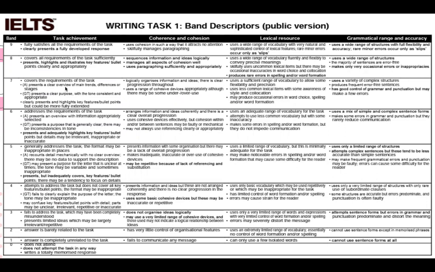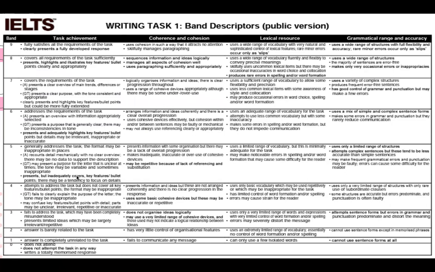So what they do then, after they've given you one band score in each one of these categories, so 7, 7, 6, and 6, they're going to add it up. 7 plus 7 plus 6 plus 6. And whatever the sum is, they're going to divide it by 4 to take the average. And that will be your overall band score for task 1.